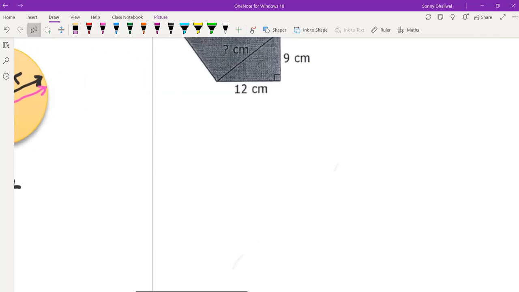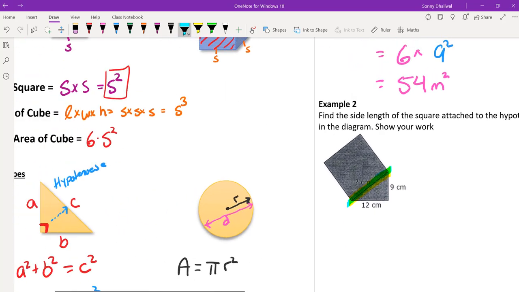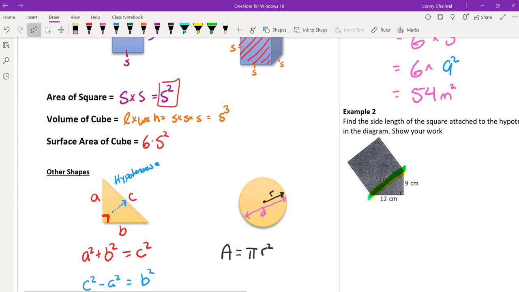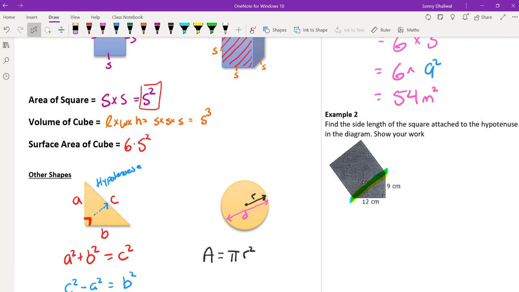Next one. Find the length of a square attached to the hypotenuse. So we're looking for this distance here. How could we figure out what that distance is? Using some of these shapes. Carter? Would it be 12 plus 9? Carter says 12 plus 9, and which formula are you using? The A plus B is equal to C?